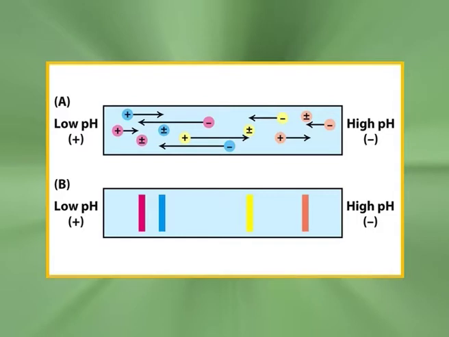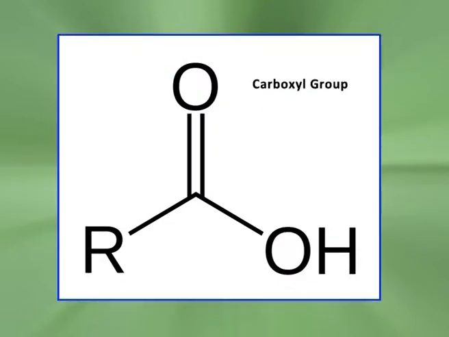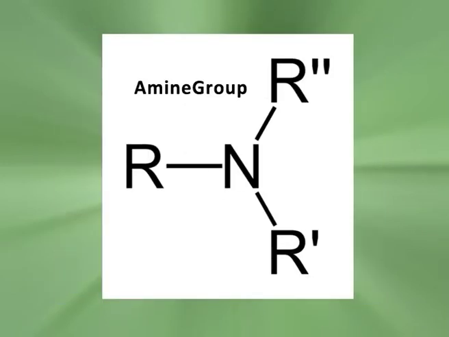The ampholytes migrate towards either pole in a manner consistent with their charge distributions. Ampholytes with lower isoelectric points, for example, those that contain more carboxyl groups and have a net negative charge, migrate towards the anode, while ampholytes with higher isoelectric points, for example, those that contain more amine groups and have a net positive charge, migrate towards the cathode.